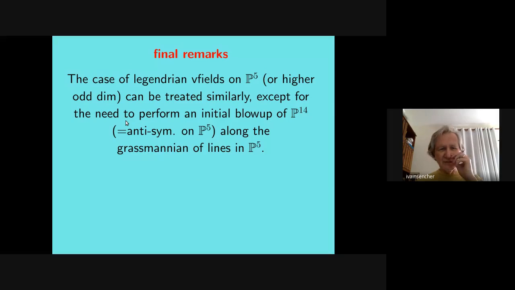Now, just to get to the end or close to the end, instead of P3, it could have moved to P5. Then we'd be looking at the 6 by 6 anti-symmetric matrices. They make up a P14. And now the rank can fall to 4 or 2.